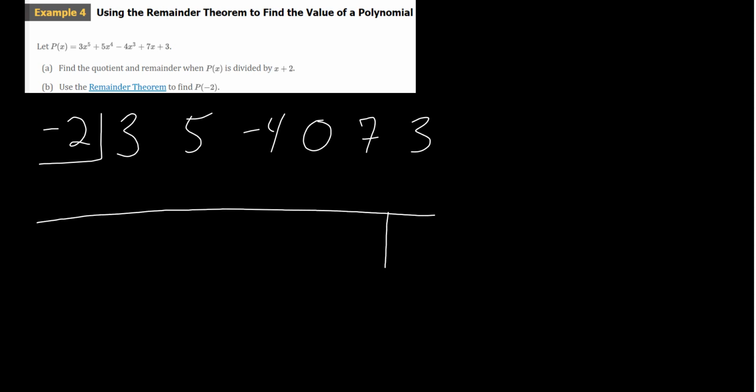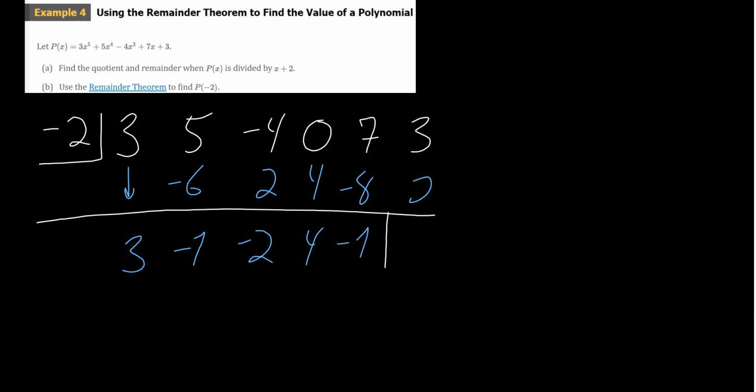We're going to have a 0 for the x squared, a 7, and then a 3. Okay, we'll put this little line here, and then we'll put that box there. So let's do the synthetic division. Again, we just bring this down, so 3, and then 3 times negative 2 is negative 6. We have negative 1, we have 2, we have -2, we have 4, 4, -8, -1, which is 5. Okay, so we found the quotient and remainder.